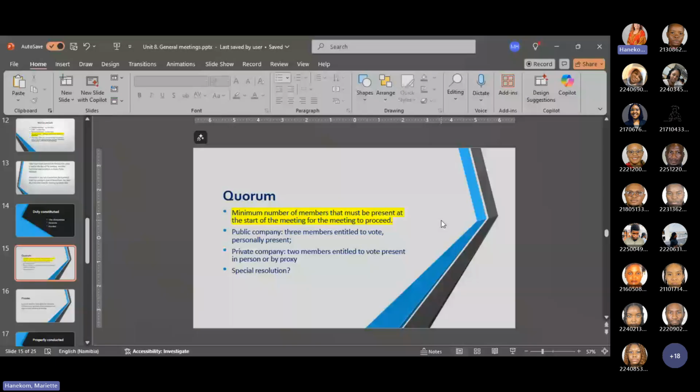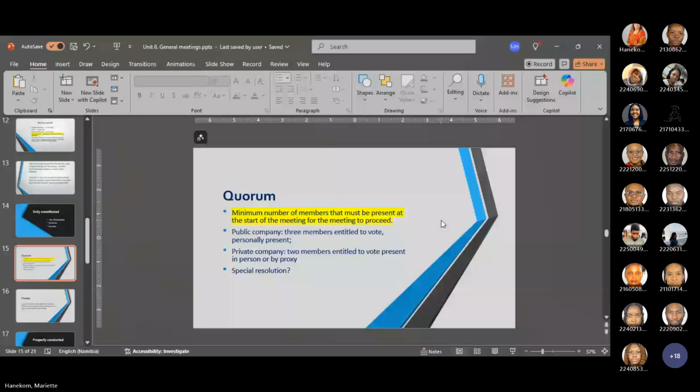And then right at the end of this unit, we look at special resolutions. There are also special proxy quorum requirements for a special resolution, so we're going to get back to that. If it's another meeting, with no special resolution: public company, 3 shareholders personally present. Private company, 2 members who are entitled to vote who must be present in person or by proxy.